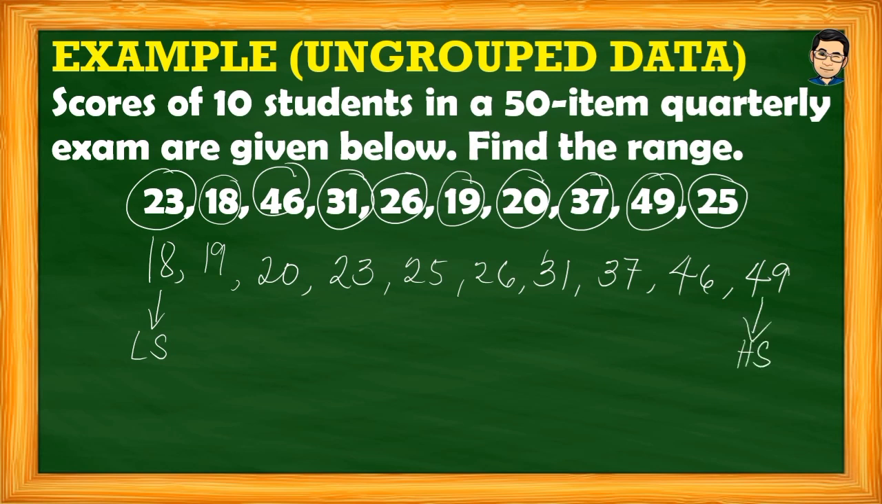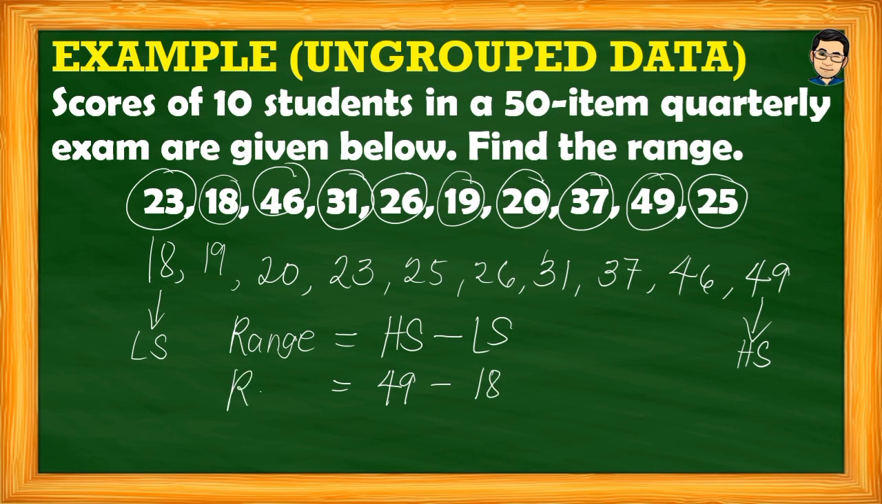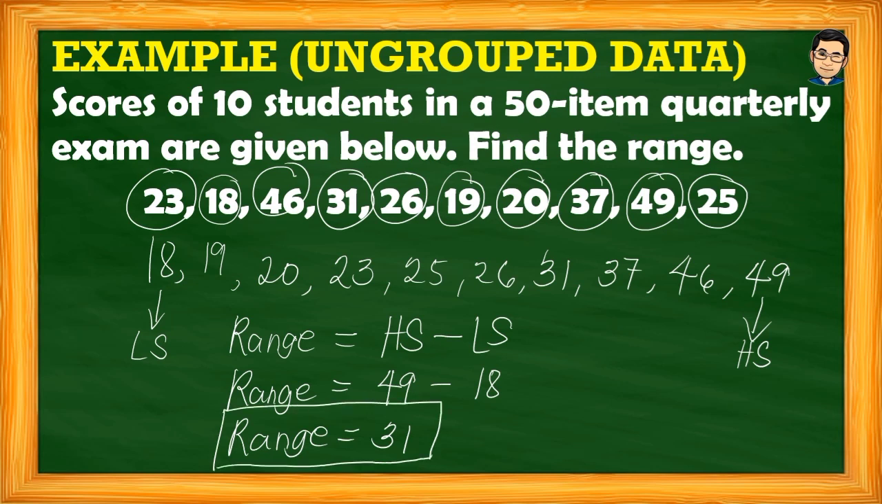So to get or to calculate the range is equal to highest score, HS, minus lowest score. So the highest score is 49, and then the lowest score is 18. So 49 minus 18, that will be the range. And 49 minus 18 is equal to 31. So ayan. So ibig sabihin, ang layo ng lowest score sa highest score is 31. Okay. So yan lang po yung range for ungrouped data.